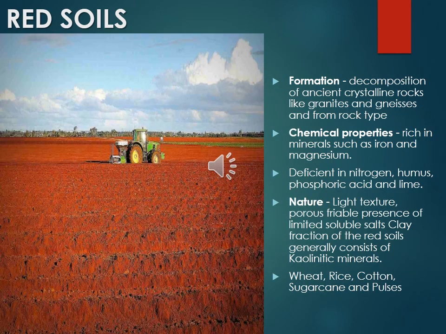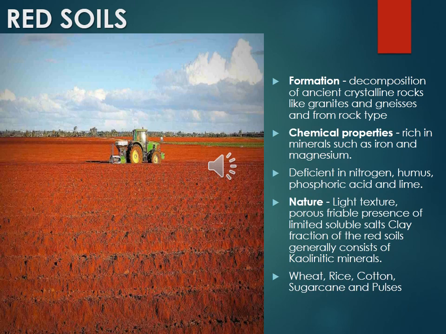Red soil is another important soil in India. We discussed alluvial soil and black soil; now red soil. Red soil formation: it results from the decomposition of ancient crystalline rocks like granites and gneisses. Red soils are formed from these rock types.